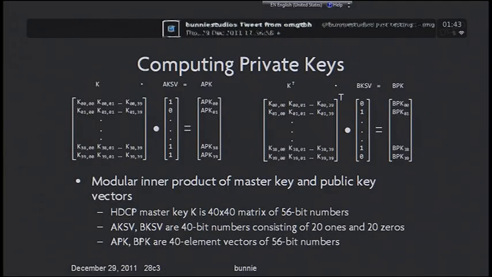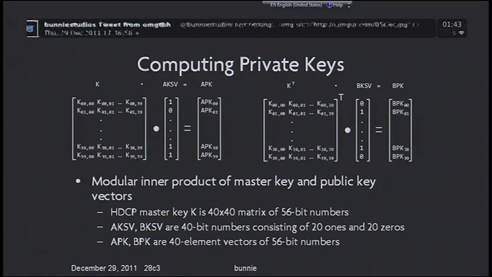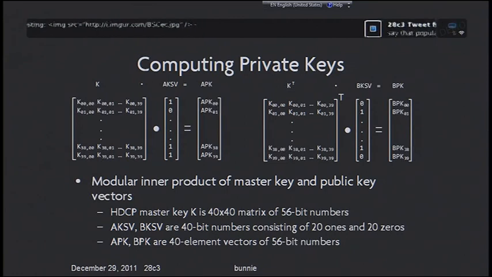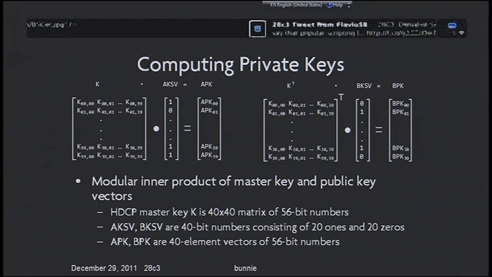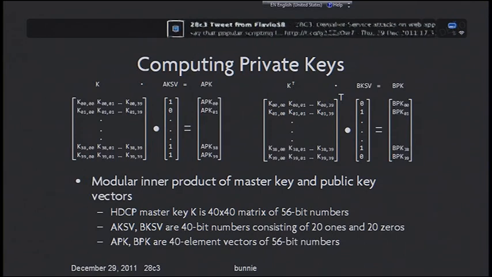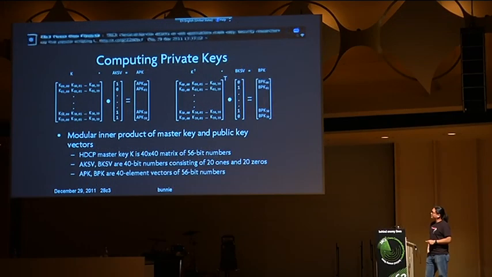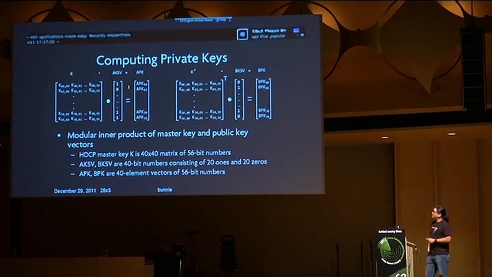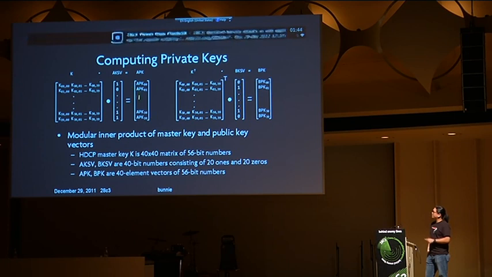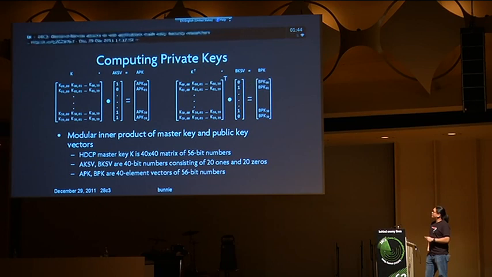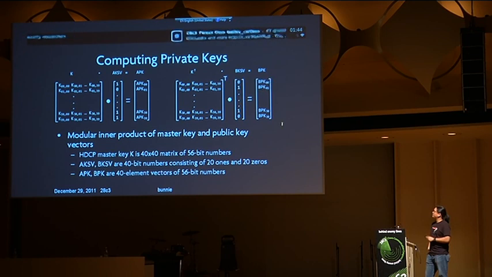So here's, I like to write out the math altogether because a lot of times I read these equations and I don't get them and they're too complicated, so this helps me think it through. When computing the private keys, you basically take K, which is the master key. This is the matrix of 40 by 40, 56-bit numbers. And you do a dot product with the public key, and you get essentially a vector of 40 56-bit numbers, which is the private key vector for the source. And then you basically take the transposition of the master key, multiply it by the other public key, and you get the other private key vector.